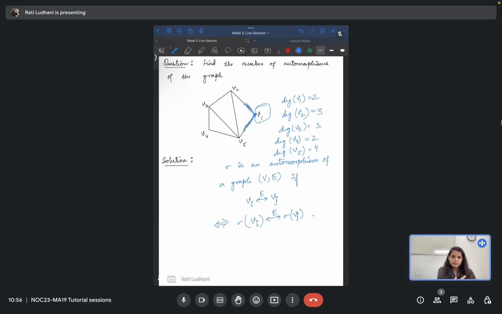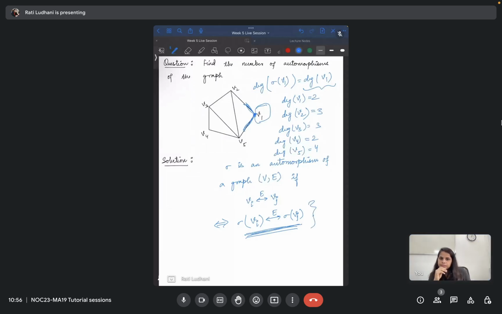Now, if a vertex is mapping somewhere, then it should have the same degree. So the degree of sigma of v1 should be the same as the degree of v1, because you want the edges to be the same. If the degree of the image is lesser than the degree of v1, then the edges will be fewer. That is not allowed, because you need the same count, so the degree should be the same.